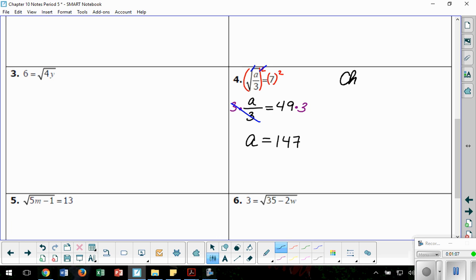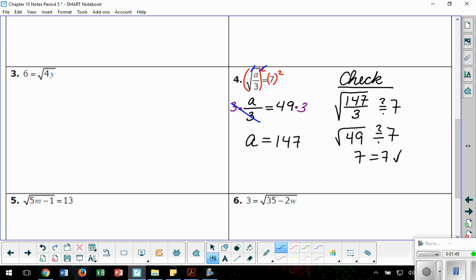So now let's do the check. We're going to plug the 147 in for the a. So 147 divided by 3 is 49. And the square root of 49 is 7, so that does work. So a is equal to 147.